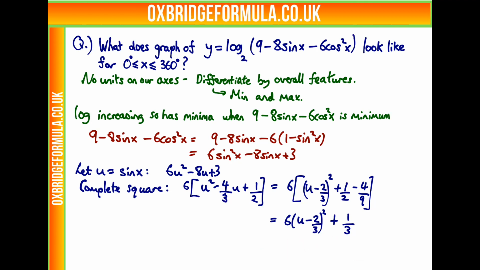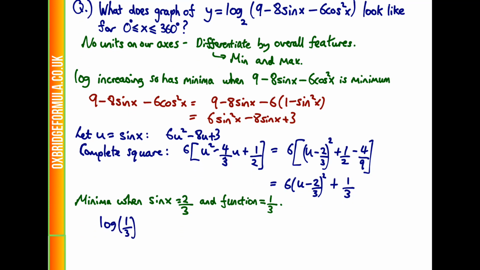So this quadratic has a minimum when u is equal to 2/3, i.e. sine x is equal to 2/3, and the minimum value is 1/3. But remember that this is only the interior of our log, so the minimum of our function is actually log base 2 of 1/3. But what do we know about this? Well, because 1/3 is less than 1, this is going to be less than 0. So our minima are going to be below the x-axis, and they occur when sine x is equal to 2/3.